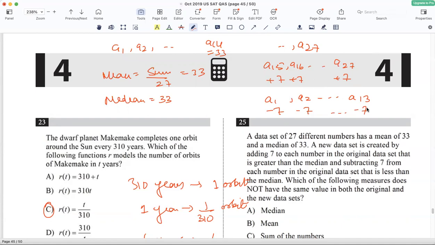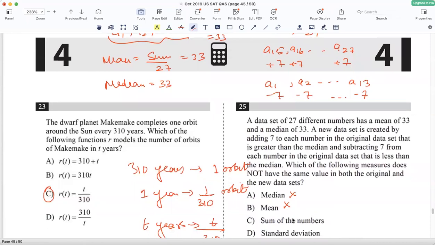So, okay, the median will not change because the median will still be the central value, because these numbers will be less than the median and these will be greater than the median. So median has the same value, so that's not my answer. The mean will also not change because when I add all of these numbers, the plus 7s will cancel out with the minus 7s. So the sum will remain the same, and that divided by 27 will give you the same mean. So this will not change. The sum of the numbers, as we saw, will not change. The plus and the minus 7s will get cancelled.